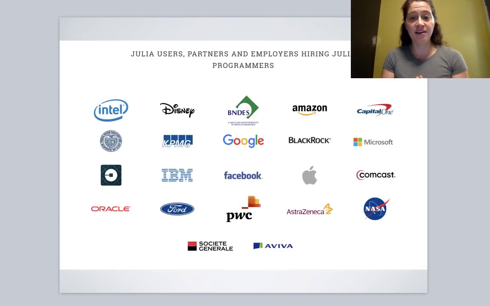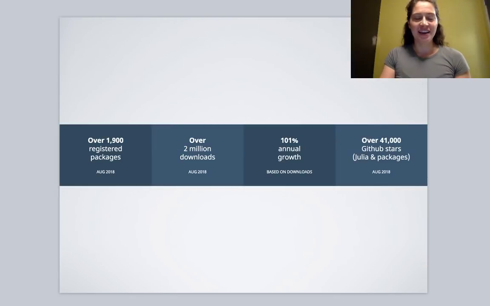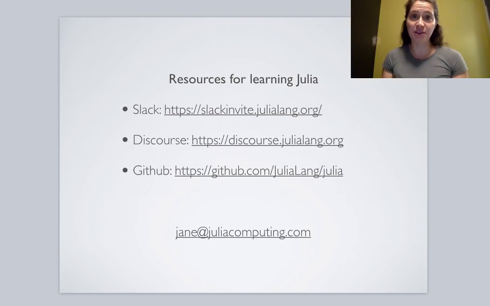Now, outside of Celeste, which was largely an academic project, though there were industrial collaborators involved as well, we've seen Julia uptake across industry. So this is a slide showing some of the logos of some of our users and partners and employers that are taking Julia programmers these days. And beyond that, as of August 2018, these are some of our growth statistics to give you a sense of Julia uptake. So we're at over 2 million downloads now. The Julia 1.0 release was in August.